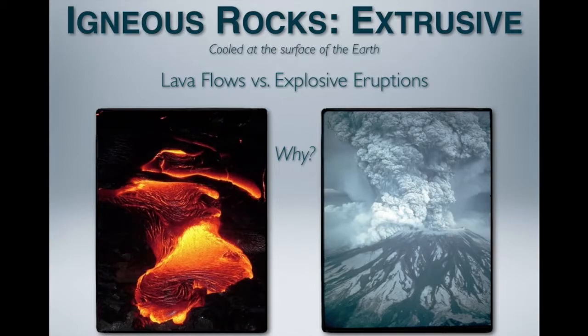So we get eruptions out of this. So we have two different types of movements of lava across the Earth. We have lava flows and explosive eruptions. So what do you think the difference is?